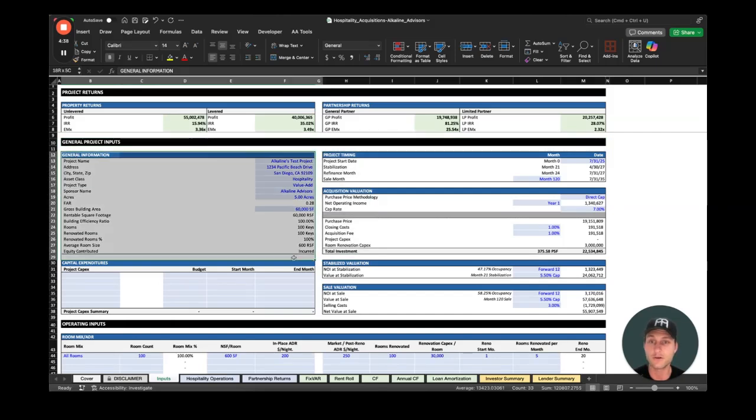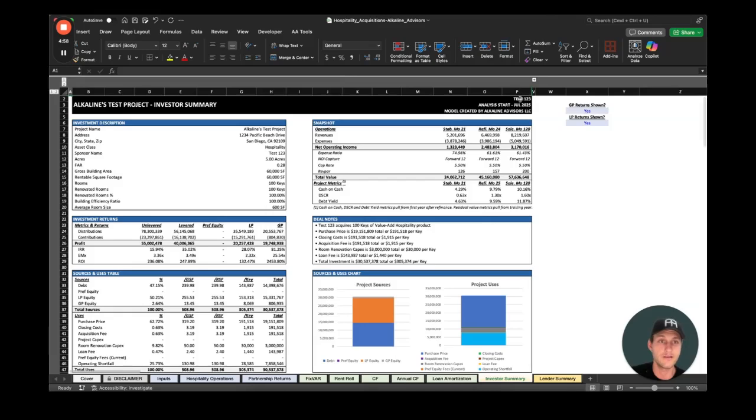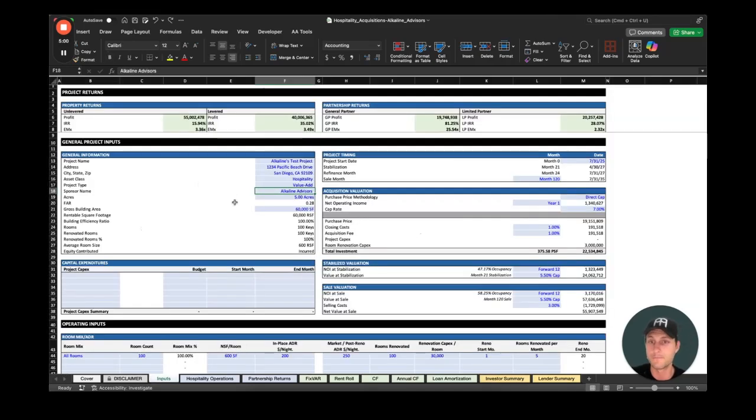First, we have the general information over here. You can just type in where the project is, what type of project it is, and the size. All of this flows through to the rest of the model. So for instance, if we say the sponsor's name is test 1, 2, 3, and we go back to the cover page, you'll see test 1, 2, 3 populates on the cover page. It populates in the investor summary and everywhere else applicable.